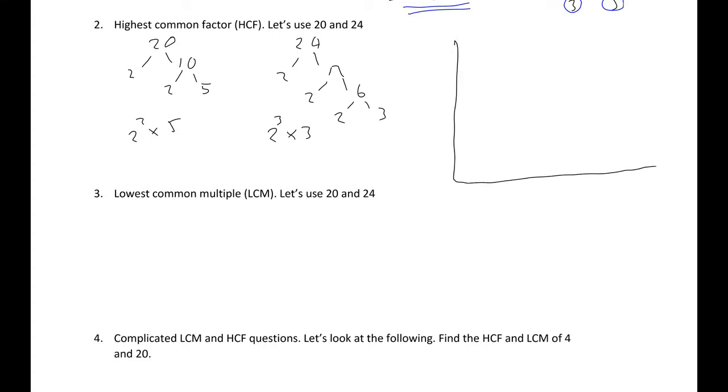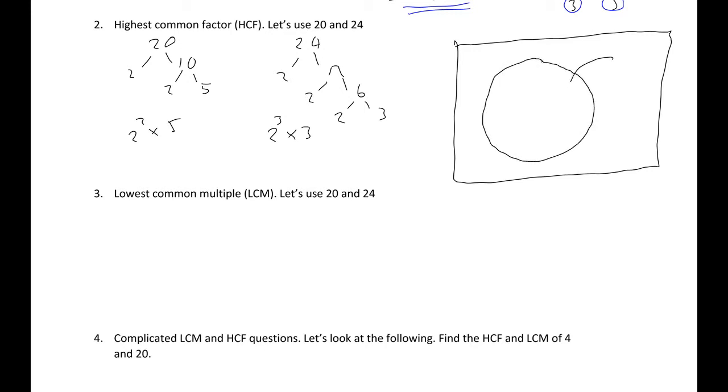We're now going to use a Venn diagram to deal with them. If you haven't dealt with Venn diagrams before, don't worry about it. I'm going to explain how we do it. Each of these circles represents a number. This circle here represents the number 20. This circle here represents the number 24. In the circle of 20, I need 2 times 2 times 5, and in the circle of 24, I need 2 times 2 times 2 times 3.